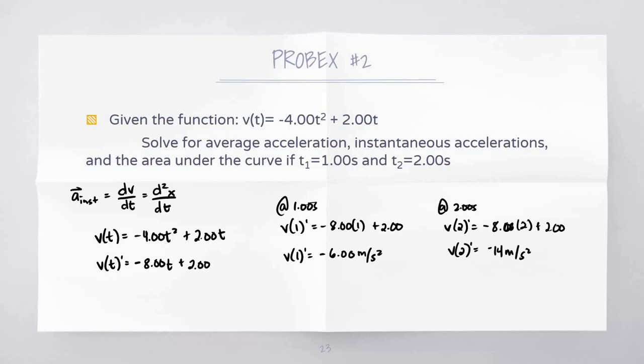So lastly, how do we solve for the area under the curve of a velocity time graph? Why a velocity time graph? Because obviously we have here the velocity with respect to time function. So the graph that we have in here is a velocity time graph.